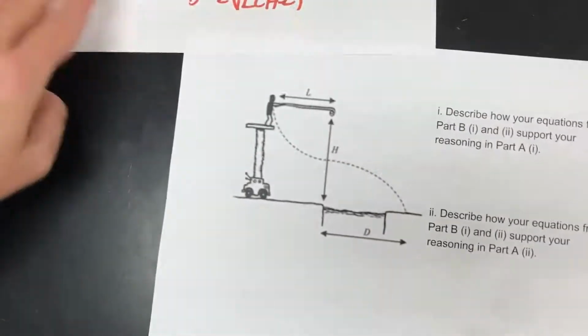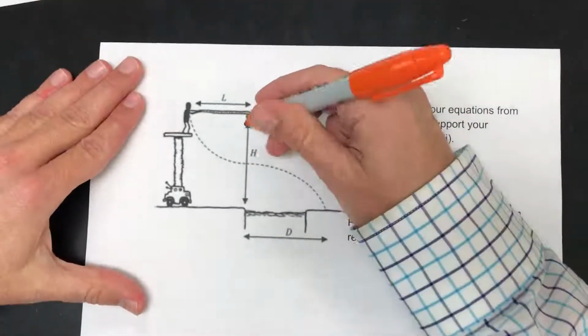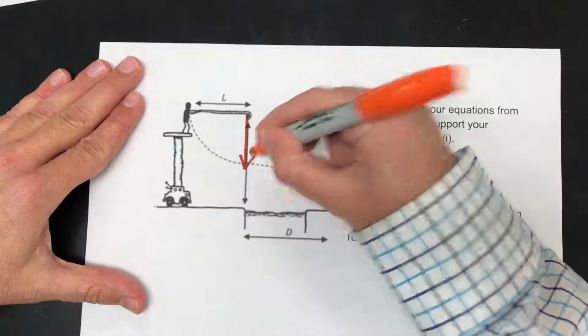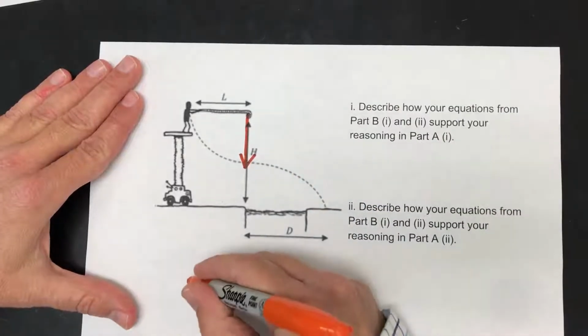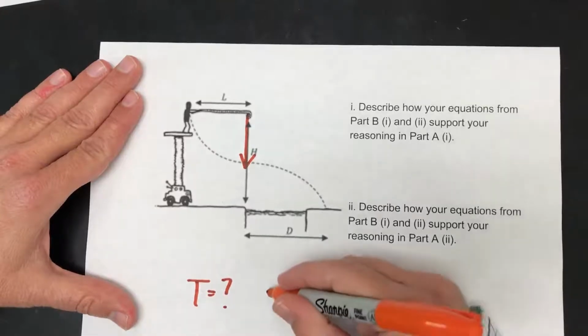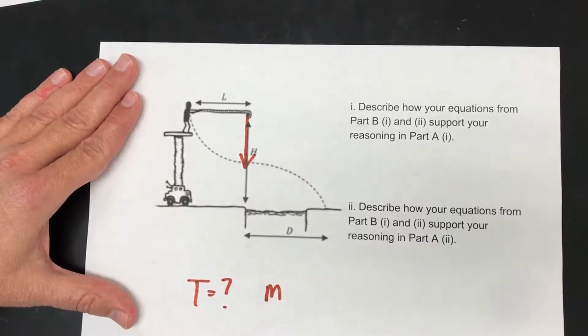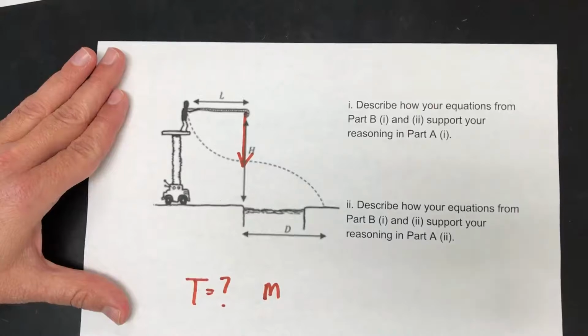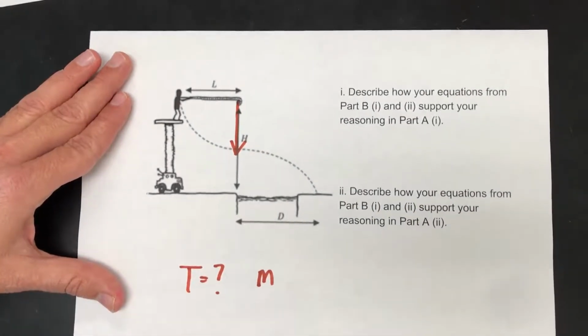I will leave you with one more question to think about and answer in class tomorrow. When you get to the bottom, right there, the moment you let go, what is the tension in the rope if the person has a mass of m? Think about that question. Bring in an answer tomorrow and get a ticket if you get that right.